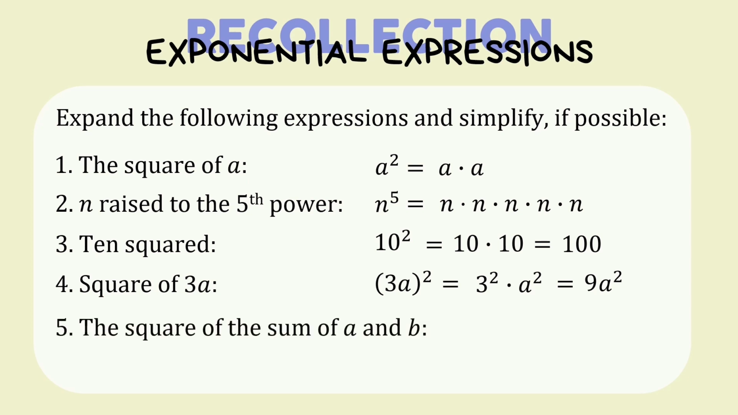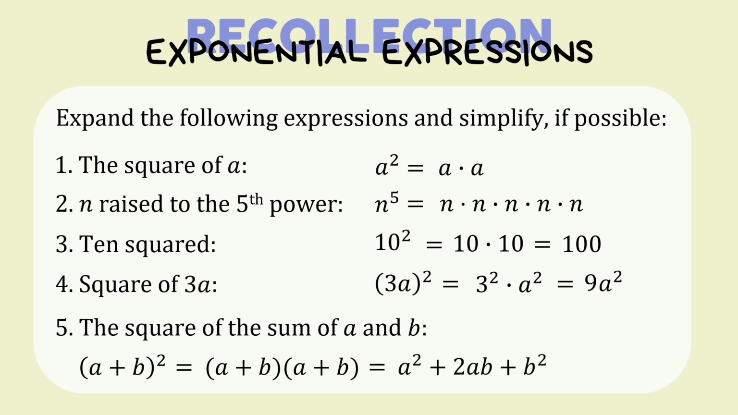The last one. Do you know this? The square of the sum of a and b. If you are advanced, then good for you. This is quite complicated, but all we have to do is expand and multiply afterwards. Therefore, the quantity a plus b squared will be equal to quantity a plus b times quantity a plus b. And simplifying this further, this should be a squared plus 2ab plus b squared. This is a prime example of what we will be dealing with later on.